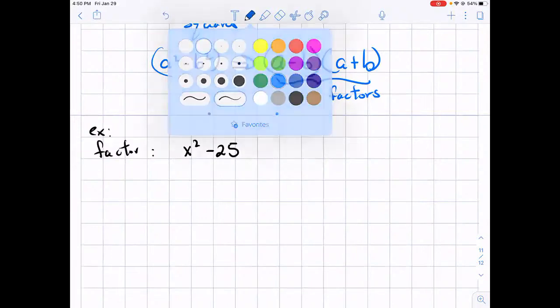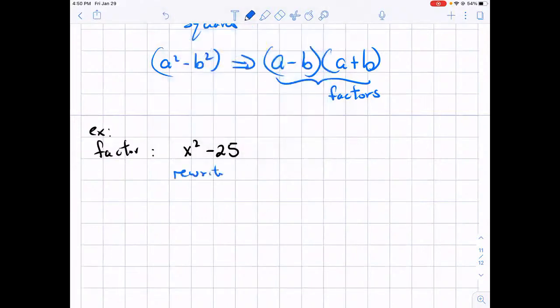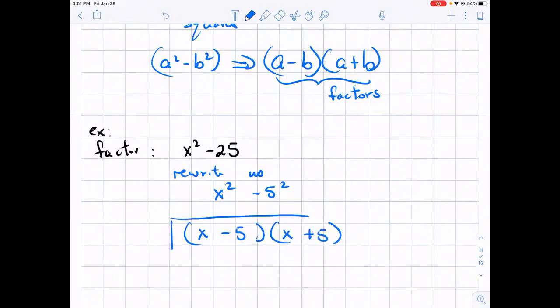So we can rewrite this as x squared minus 5 squared. And now you can factor it as x minus 5 times x plus 5. And here is our solution or factors. Once you have identified it's a difference of squares, you're able to use the difference of squares formula.